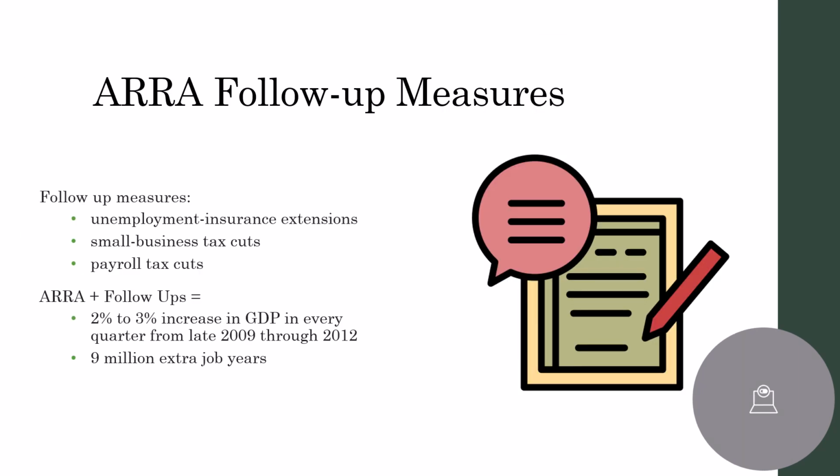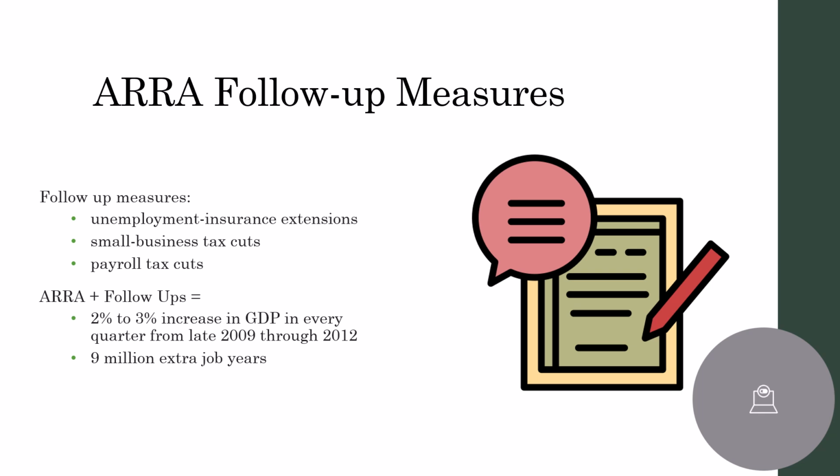There were several follow-up measures that were introduced to reinforce the recovery. These included unemployment insurance extensions, small business tax cuts, and payroll tax cuts. These all tried to put more money in the hands of both companies and workers to increase consumer spending and government and business investment. Together, the ARRA and these follow-ups boosted the economy significantly.